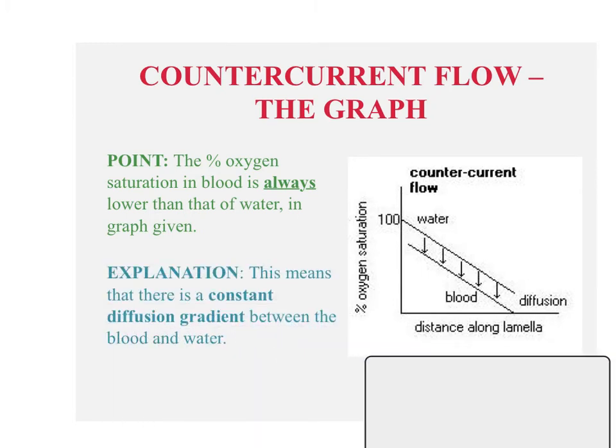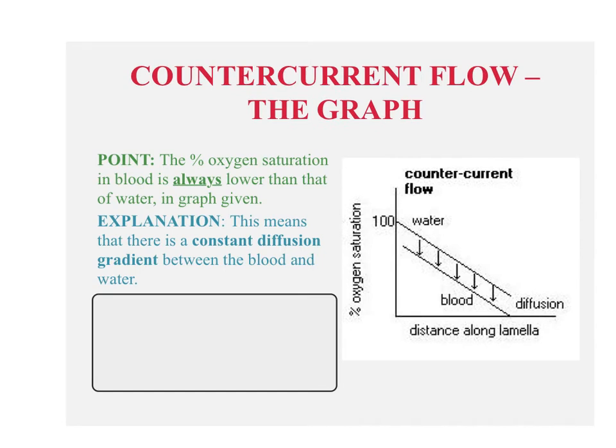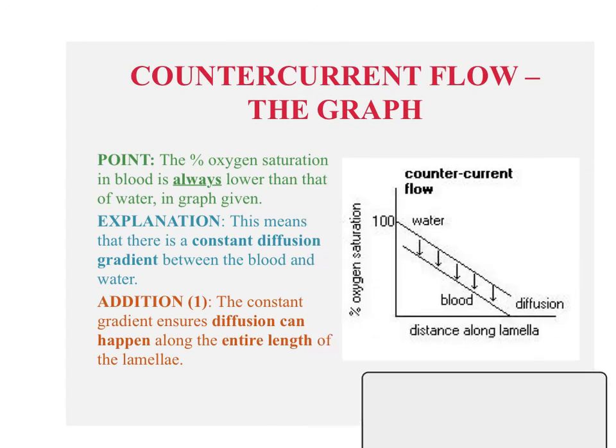The explanation though, our E point, means that there is a constant diffusion gradient between the blood and the water. Remember we said that when we were looking at the patterns visible, the water is always higher in oxygen saturation than the blood. We've got point, example, or explanation, and let's do an application or an addition point. The constant gradient, that constant difference, ensures that diffusion can happen across the entire length of the lamellae. Remember I told you that was the pivotal point.